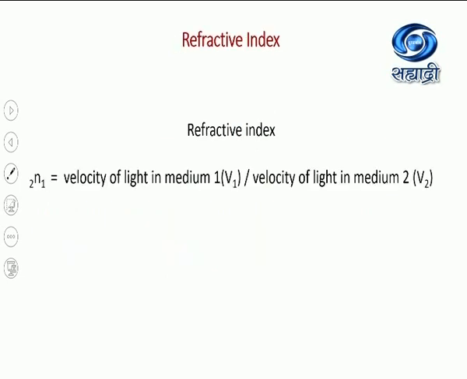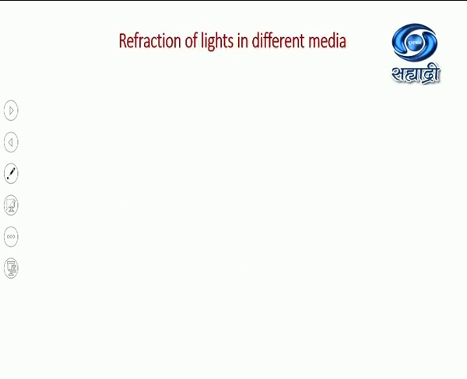So, the refractive index of the second medium with respect to the first medium is equal to the velocity of light in medium 1, that is v1, divided by the velocity of light in medium 2, that is v2. Similarly, the refractive index of the first medium with respect to the second medium is equal to v2 upon v1, that is velocity of light in medium 2 divided by velocity of light in medium 1.